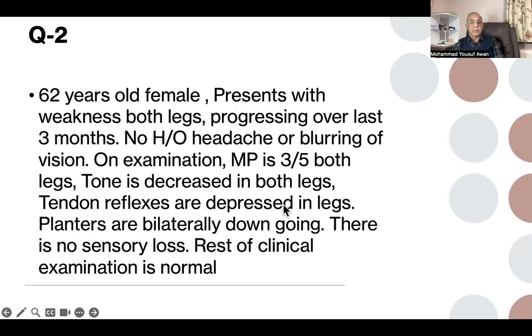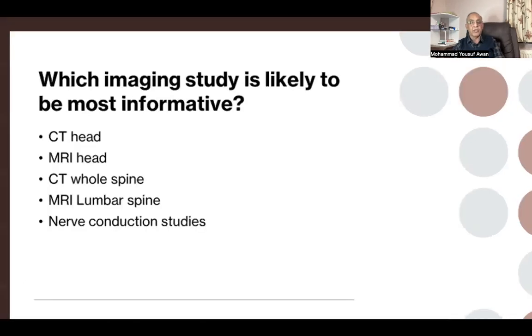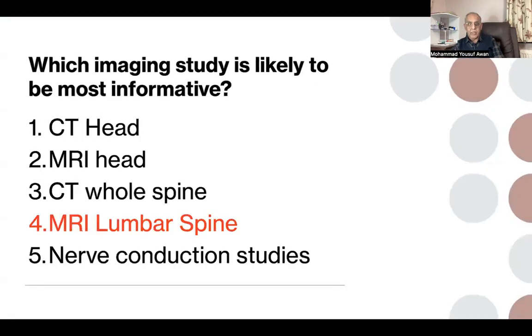Now it says there is sensory loss below the knee. There is some clerical error in this question, but there was sensory loss below the knee. So what was the best investigation? Below the knee means at the knee level, which is L2, 3, 4. That's the lumbar region. So the best investigation is MRI lumbar spine.